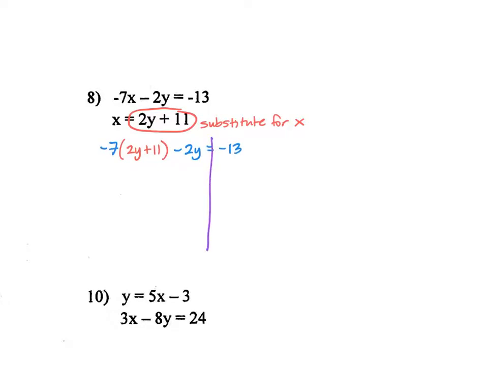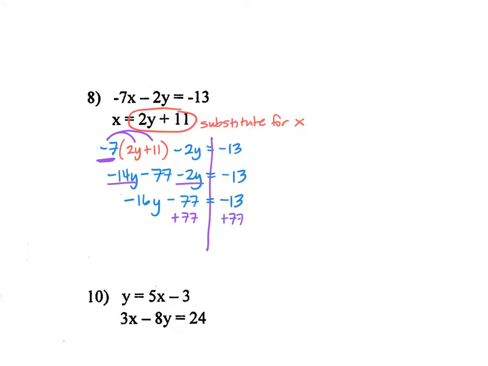Let's actually go through and solve this. First thing I need to do is distribute the negative 7 times 2y and negative 7 times 11. And I get negative 14y minus 77 minus 2y equals negative 13. Next, I have like terms, negative 14y and negative 2y gives us negative 16y. And I still have minus 77, and that equals negative 13 still. Next, add 77 to both sides, because it's a minus 77. I get negative 16y equals positive 64. And the last step, divide by negative 16. And y is negative 4, it looks like.